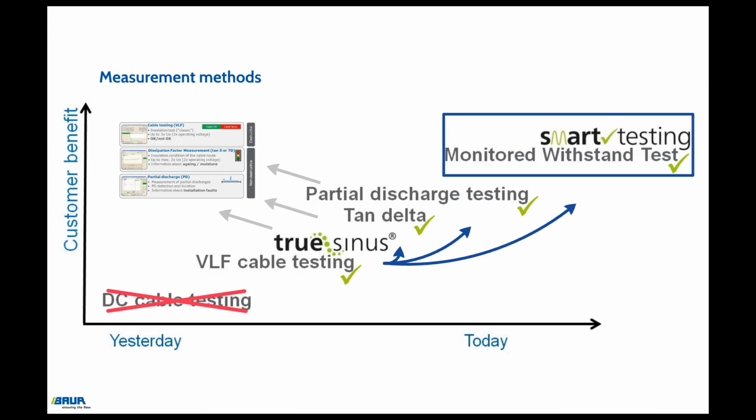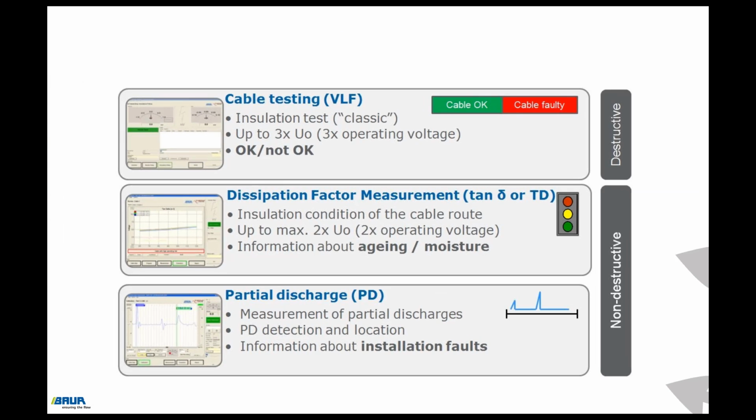We will now summarize all the measurement methods and their most important functions. VLF cable testing provides information about whether the cable is okay and is used during the commissioning of new or repair cables for use with a voltage of up to 3 by U naught. It is increasingly being replaced by the monitored withstand test. The tan delta measurement diagnoses the condition of the cable in terms of aging and moisture. The PD testing locates partial discharges, uncovers installation faults, and provides initial information about the type of fault.